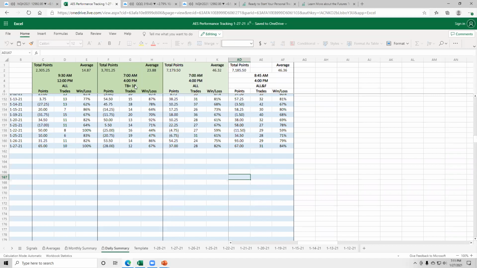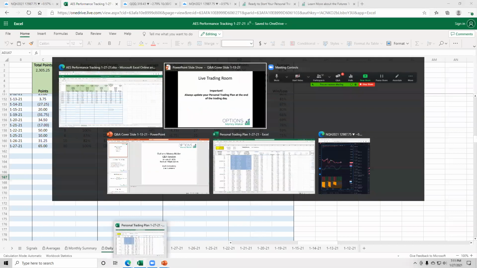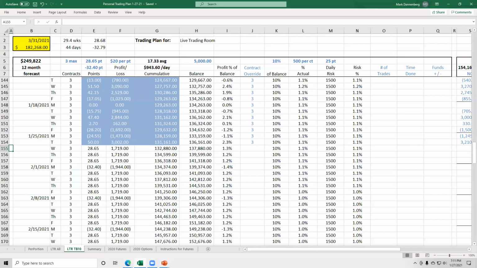Now in the other category, trend bias and continuation signals, we actually lost 28 points today. The trends were not as productive for us today. And that was 12 trades. We had a 67% win rate today. So we take this information, and this is where we then pull it into our personal trading plan.